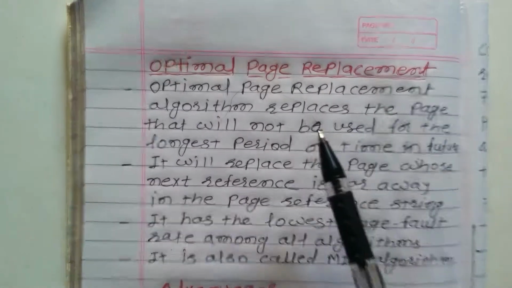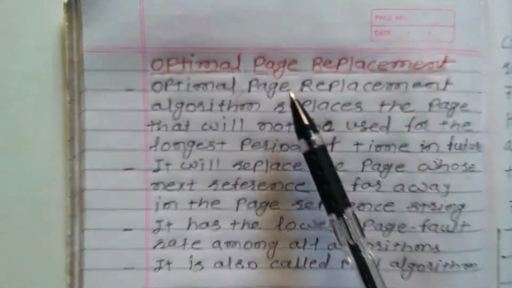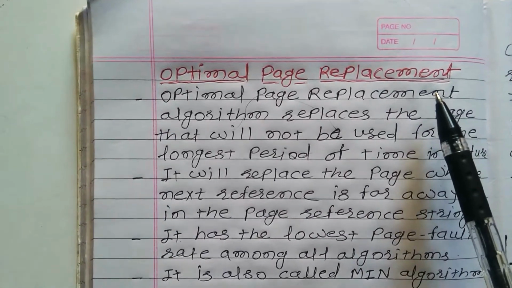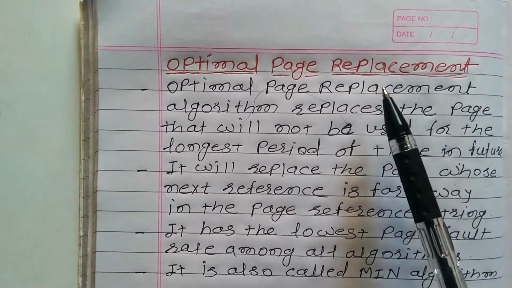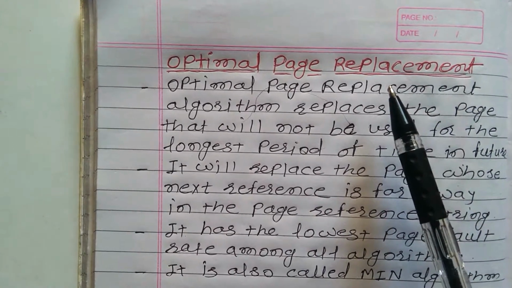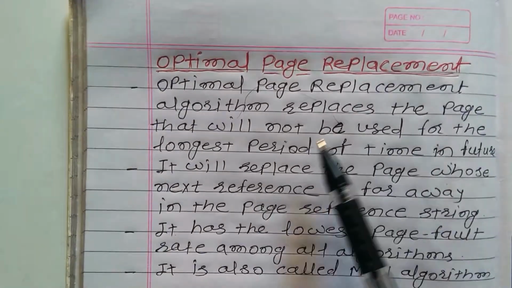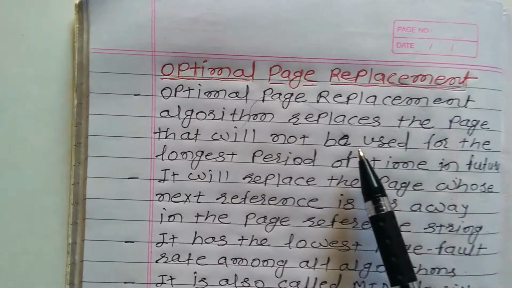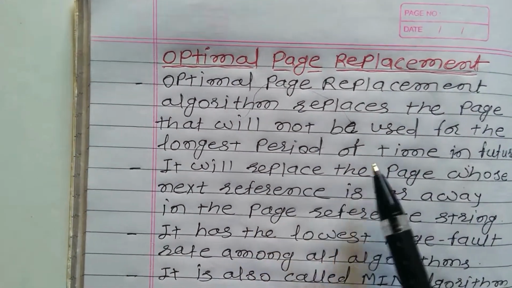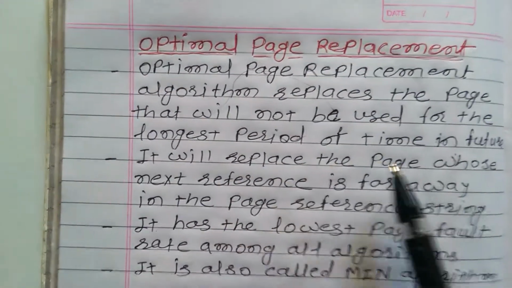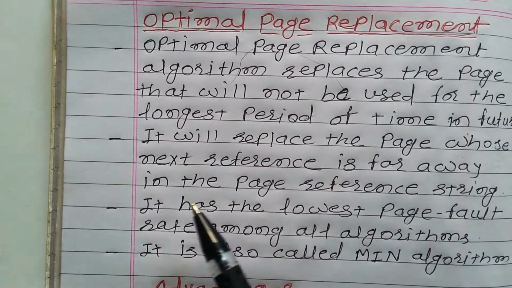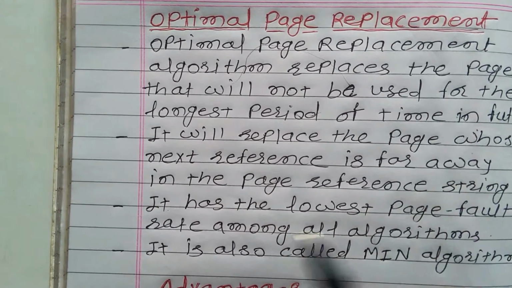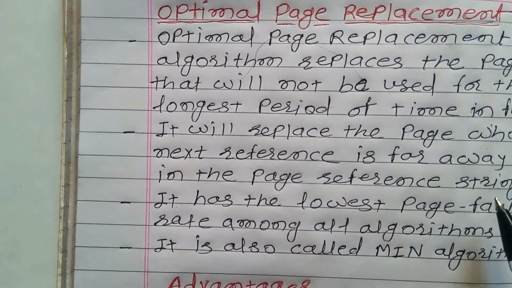Hello friends, today we are going to see the optimal page replacement algorithm. Before this, you have learned what the FIFO algorithm is and what the LRU algorithm is. The optimal page replacement algorithm replaces the page that will not be used for the longest period of time in the future. It will replace the page whose next reference is far away in the page reference string.